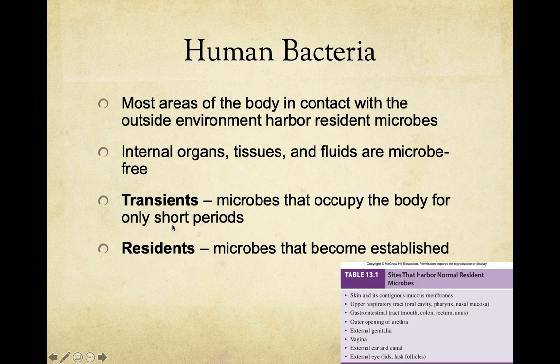You have residents. These are bacteria, microbes that tend to live on you for a very long time. They become established on your body. This is things like yeast or staph bacteria and things like that. They live on you. They're supposed to be there. It's normal for them to be there. They're very stable. They're not so easily influenced by what you do on a day-to-day basis and hygiene-wise and things like that.